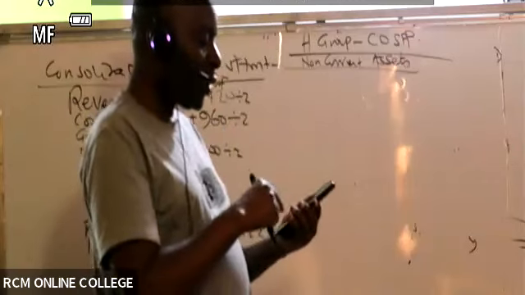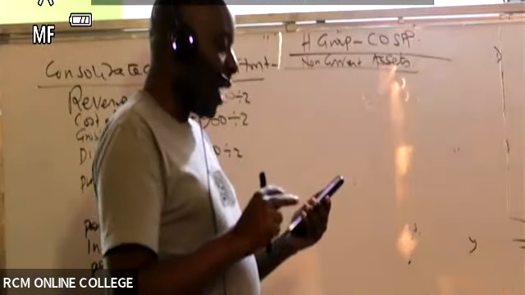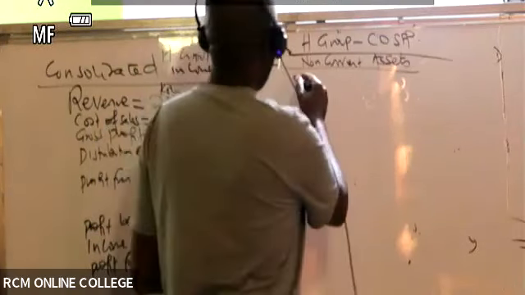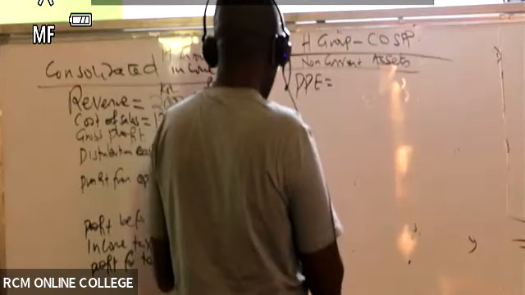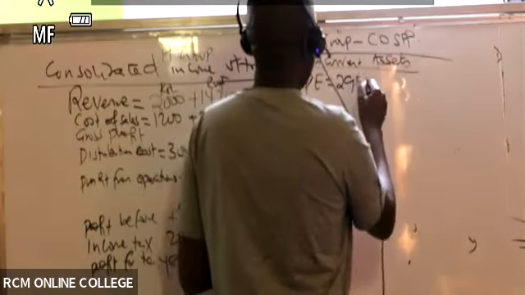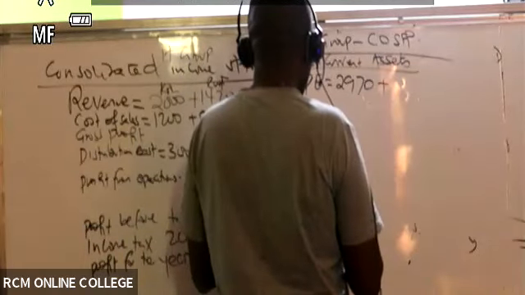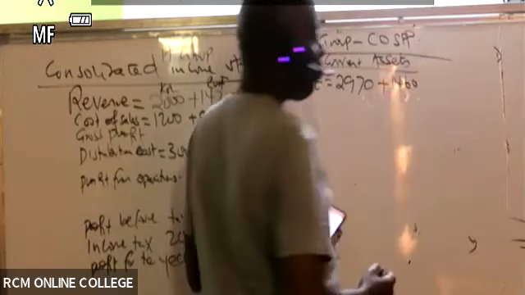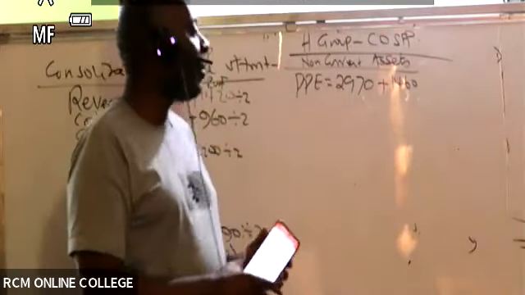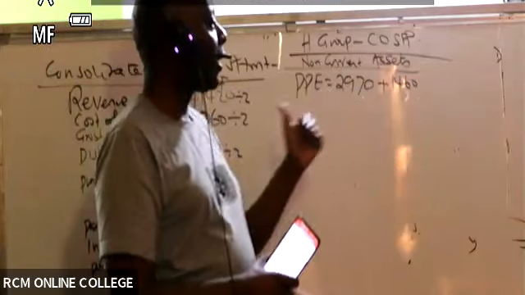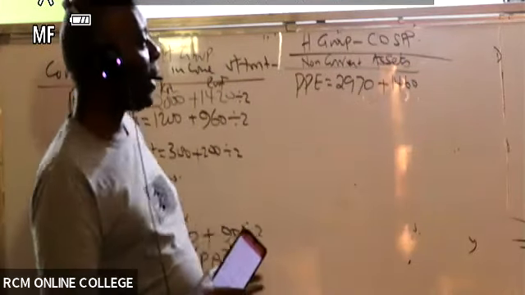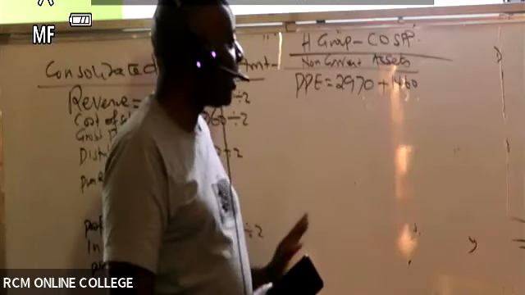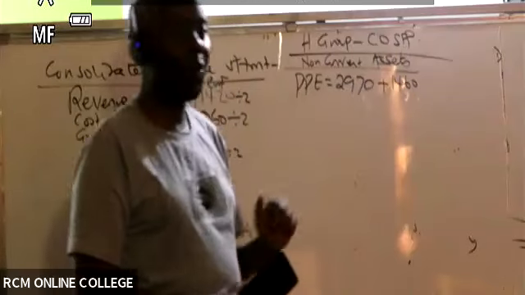What do we have here for non-current assets? We have property, plant, and equipment. We have 2970 plus, in Rwandese francs, 1460. So this 1460 has to be translated. But remember, we have crossed the line. We are no longer in the income statement. We have changed lanes. We have gone to the statement of financial position.